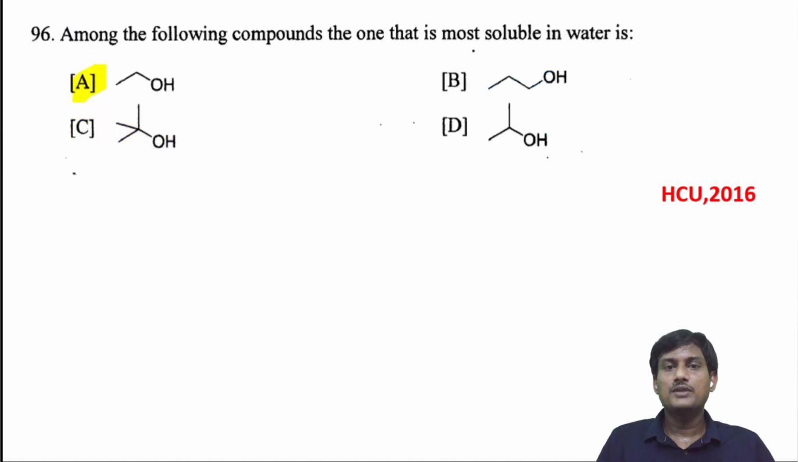Among the following compounds, the one that is the most soluble in water is. We know that as the length of the chain, as the number of carbons in the alkyl chain increases, the solubility of alcohol decreases.